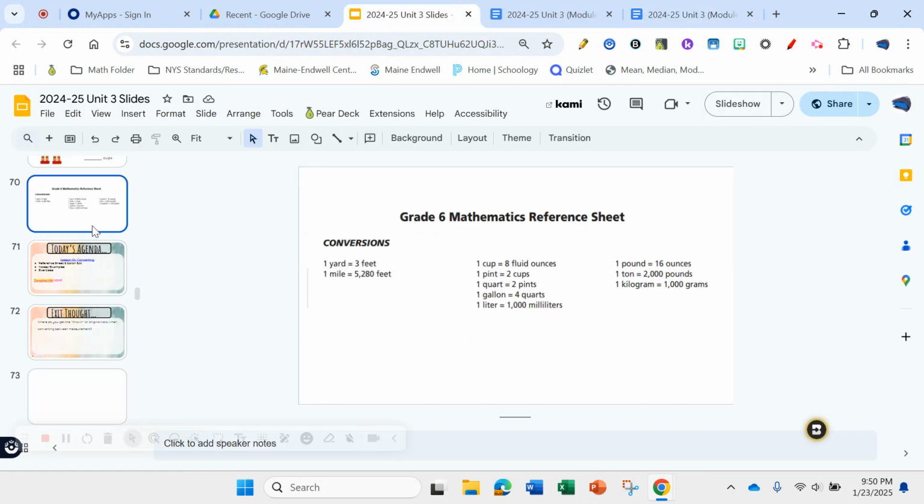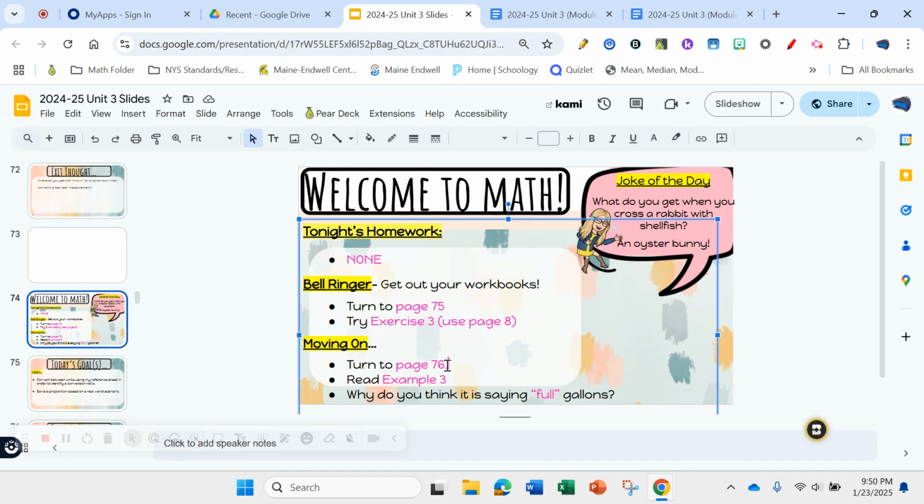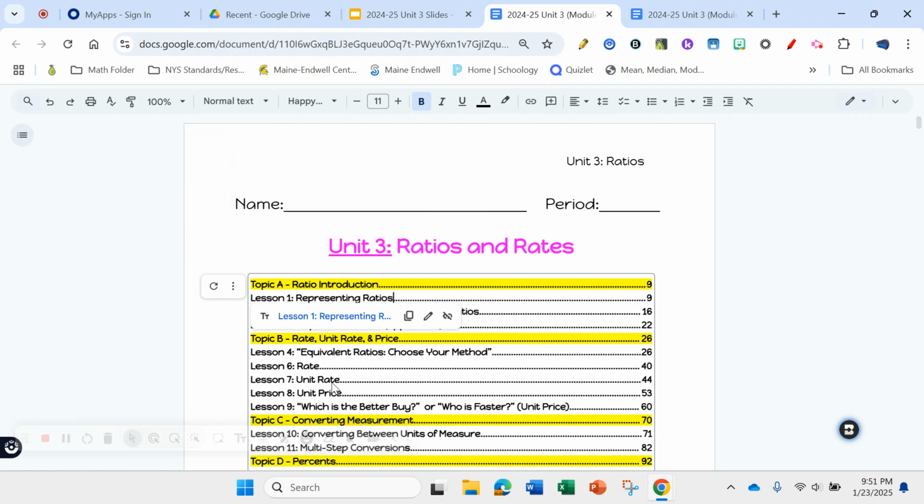The second thing I'd like you to do is to turn to page 76. Please read example 3. Page 76, read example 3, and I want you to think about, why do you think it's asking for full gallons in the question? So page 76, try example 3. Pause the video and come back.